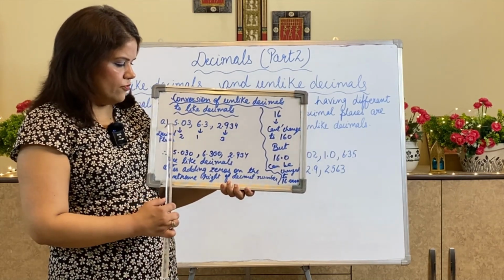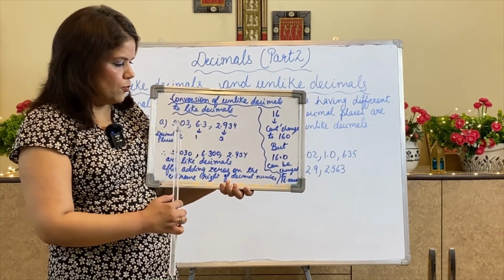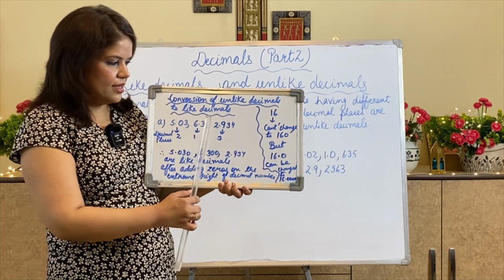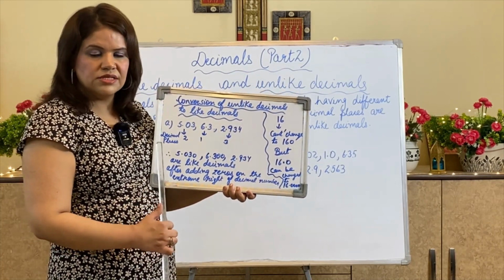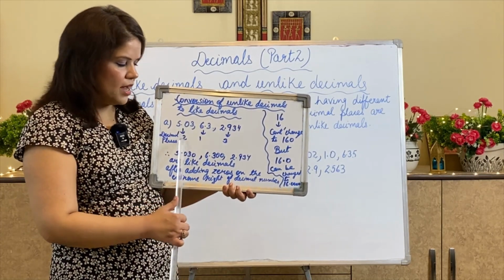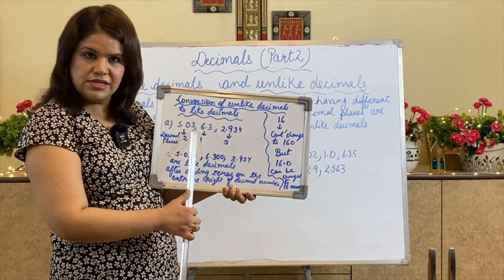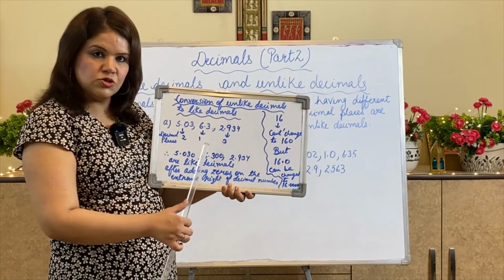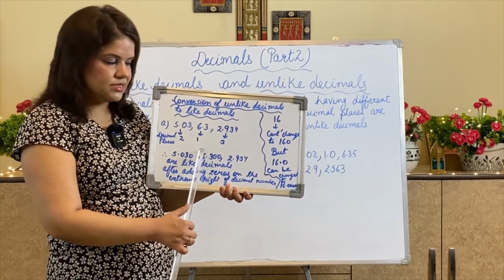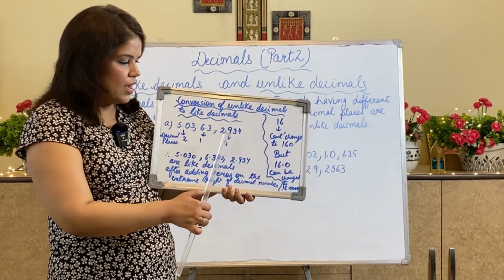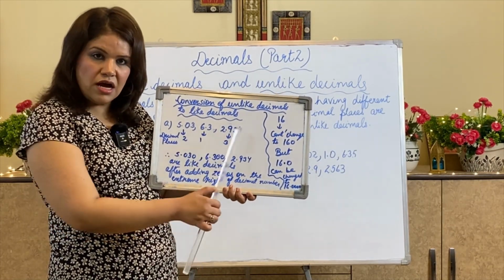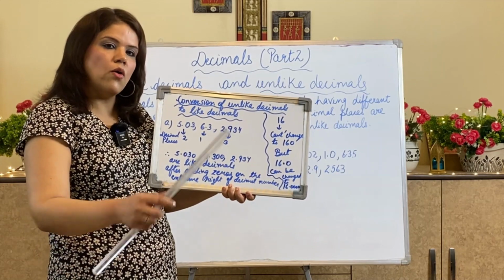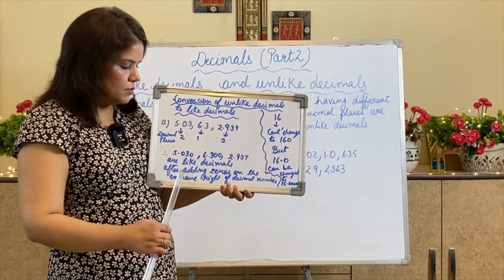Now if I have this A part, 5.03, 6.3, 2.934, and I ask you how many decimal places each number has. The first number has 2 decimal places, 0 and 3 are there after the decimal. The second number has 1 decimal place, only 3 is there. 2.934 has 3 decimal places. So all are different, these are unlike decimals. Now how will I change them to like decimals?